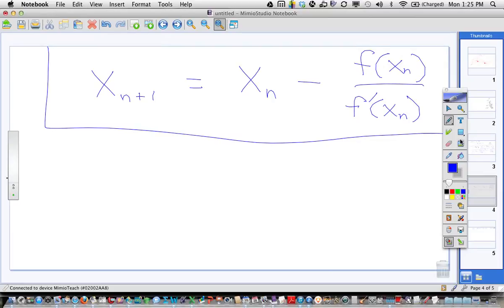But at some point, those x sub n plus 1s, x sub 2, x sub 3, x sub 4, x sub 5, they're getting closer and closer to being the same thing. And once they are, you got it. What you have is where that function crosses the x-axis.